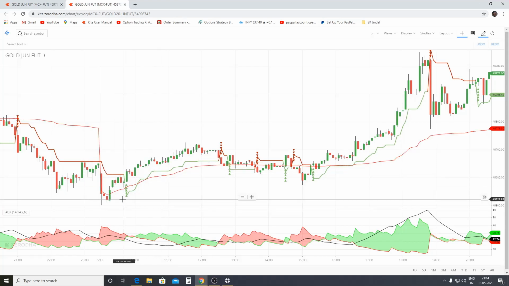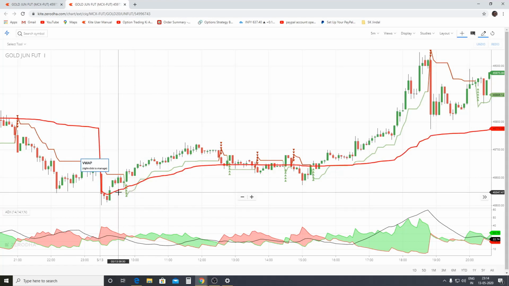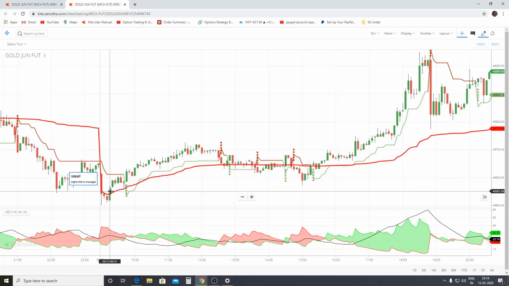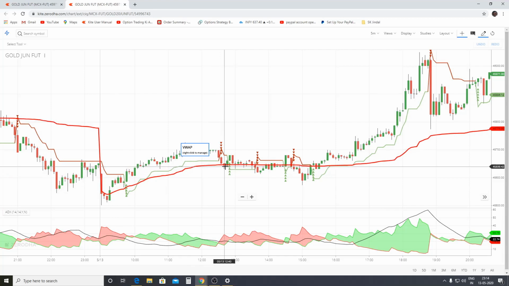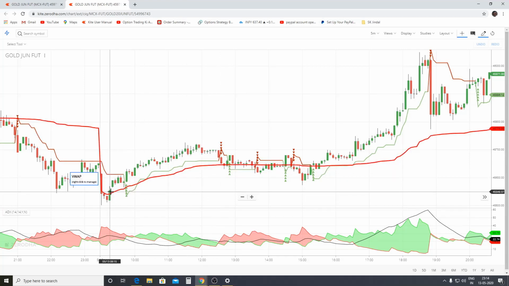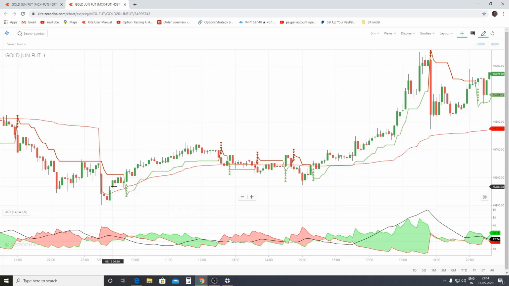Whenever the VWAP line is crossed by a solid green candle, whenever any candle, let it be red or green, gives a close above VWAP. If it's green, it would give a close above VWAP. If it's red, it would give a close below VWAP. Then we would wait for a candle which would break the high of the candle which has crossed the VWAP. For example, I'll show you.